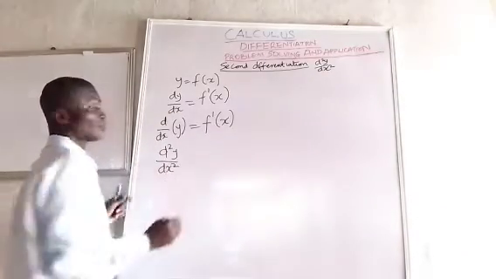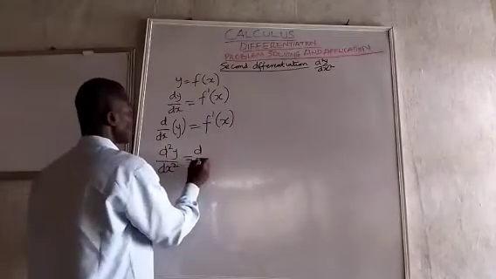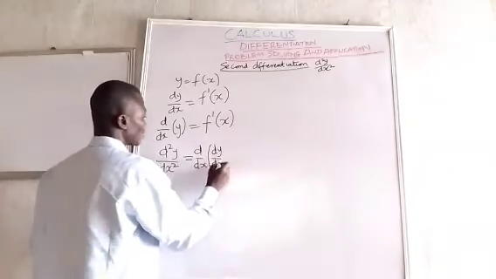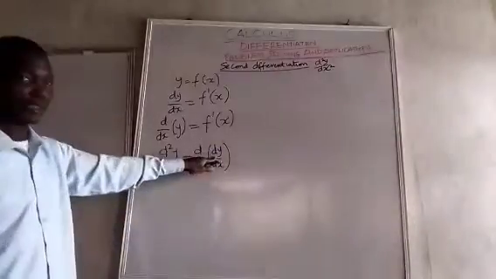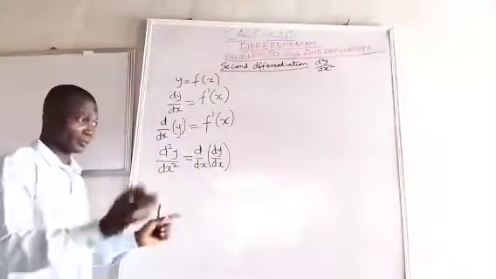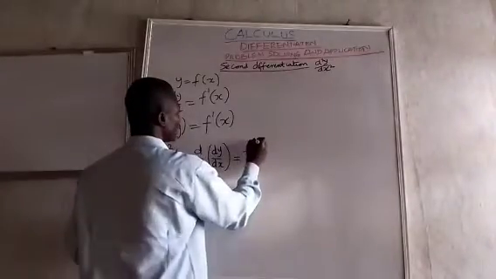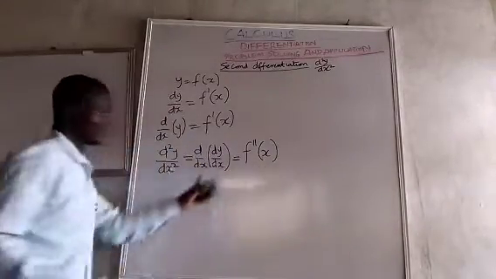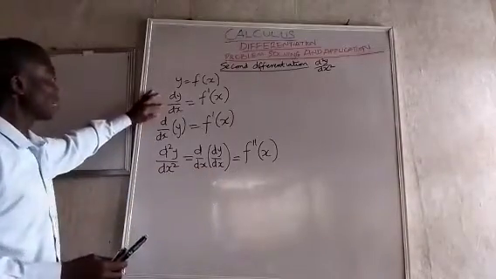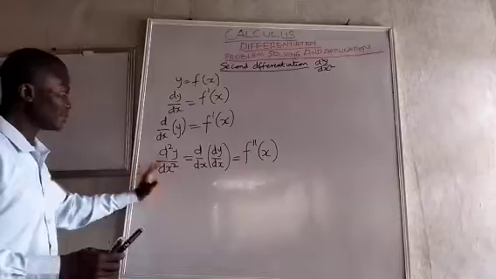So if we want to get d²y/dx², we are going to get it by saying d/dx of dy/dx. You can see this one became 2, this one became squared. That is just a form of notation, a form of representing it. So this one can now be f''(x). That is all about it. For you to get this, it is a must that you get this first, at least at this level.